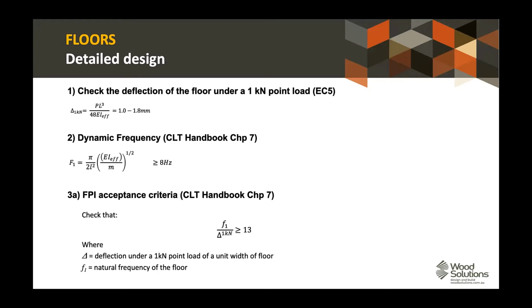And then we have the FPI Canada acceptance criteria, which is your frequency divided by deflection under 1 kilonewton point load greater than 13. And that seems to be a reasonable check. And these are expanded on in detail in the guide, so I'm not going to go through an example now, but just wanted to explain that there's this hierarchy of checks.